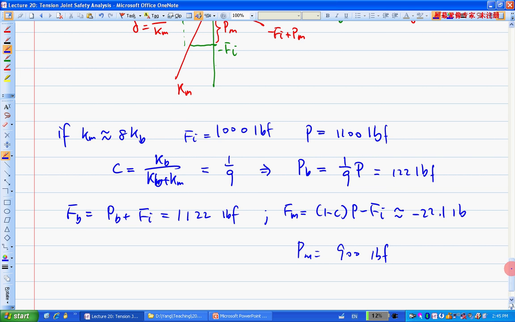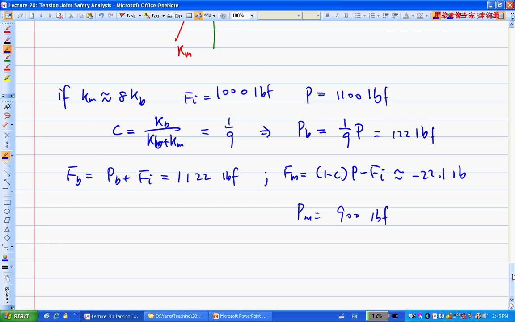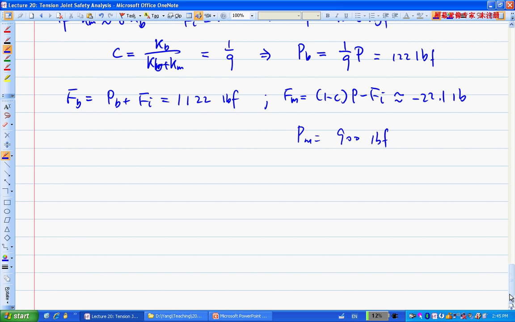Actually, that's what you want, because if all the load were taken by the bolts, then the bolt preload is already pretty close to Fp, the proof load, so it would easily go over the proof load if all taken by the bolt. Now, how do we manipulate the situation to suit our needs here?